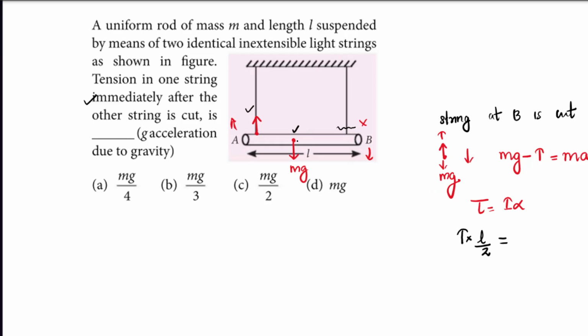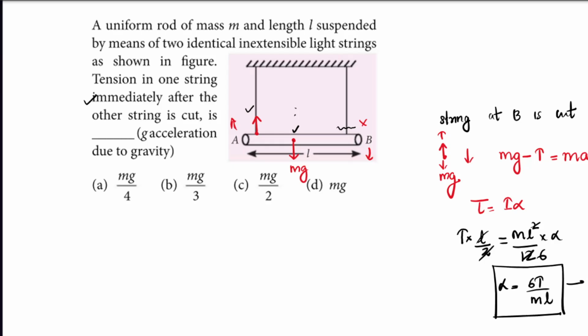So the moment of inertia of this rod about this axis through the center of mass is ml square by 12, as you have studied, into alpha. For simplifying this relation, we can cancel out the factors, 2, 6, and L. So I can write an expression for alpha: alpha is equal to 6T over ml. Let's take it as equation number 2.